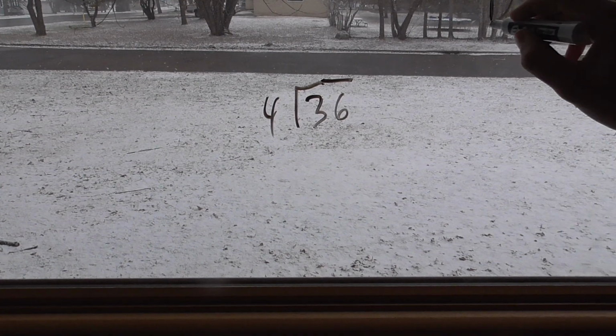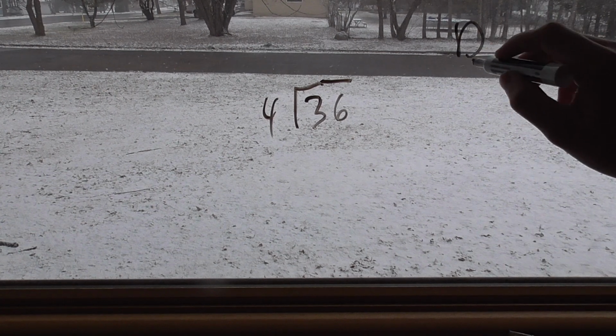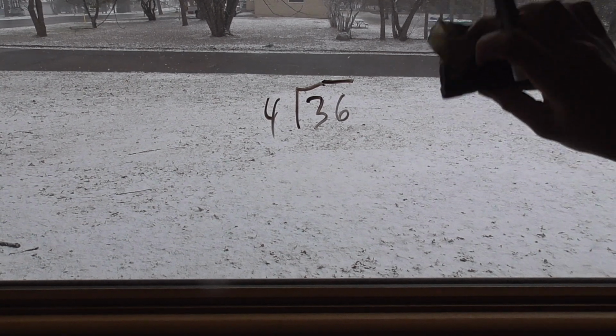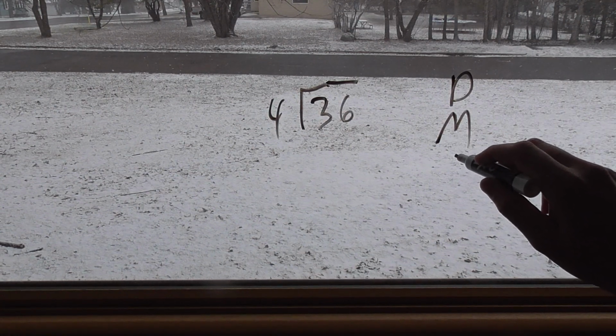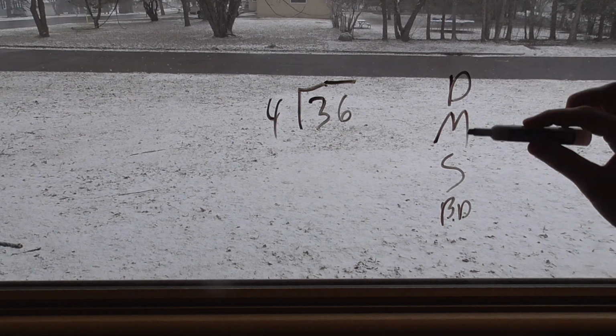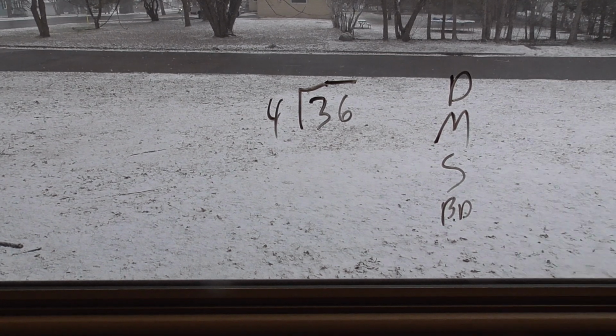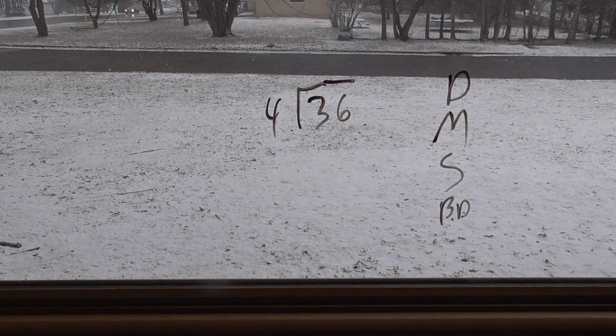Well, I have a little checklist over here. Oh, you can't see that. That's a D. I'll go a little bit lower. D, M, S, B, D. These stand for divide, multiply, subtract, bring down. It's my checklist of steps I need to do long division.